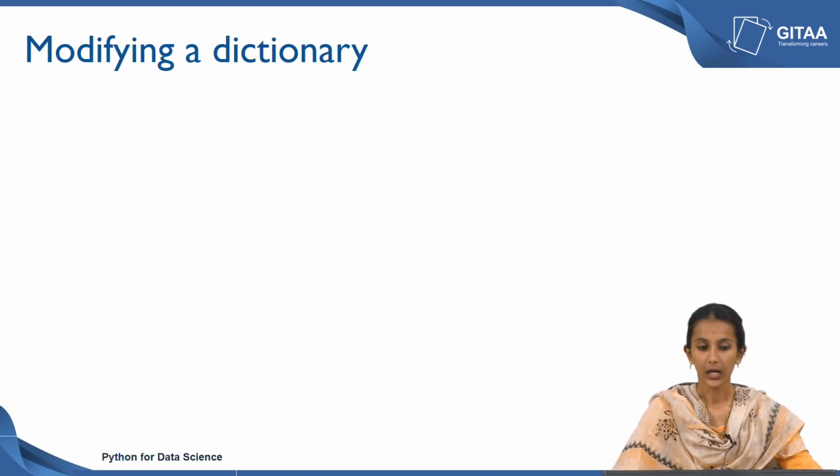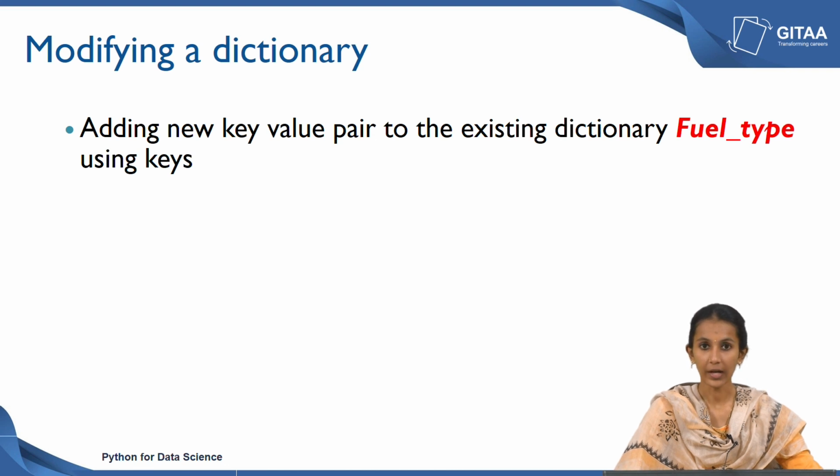A dictionary is a mutable data structure. We can also modify the components in the dictionary. Let us see how to do that. We can also add a new key-value pair to the existing dictionary fuel_type using the keys.